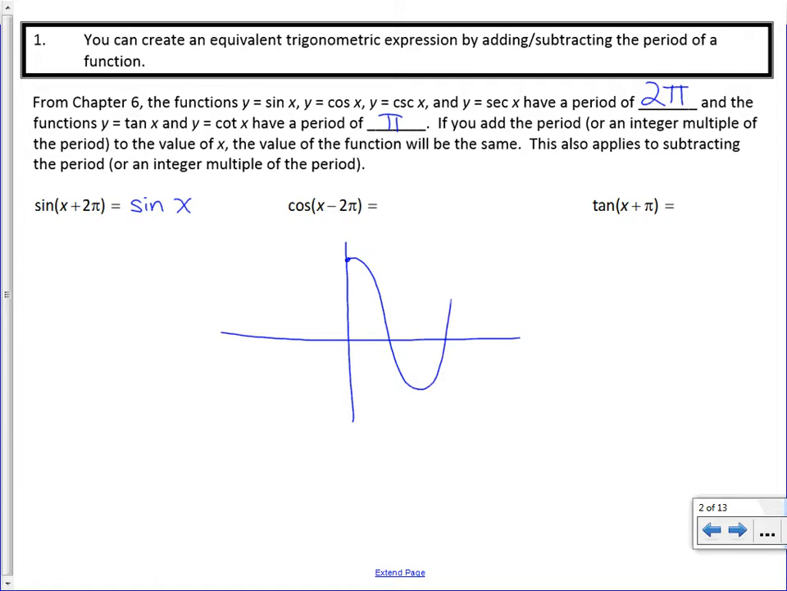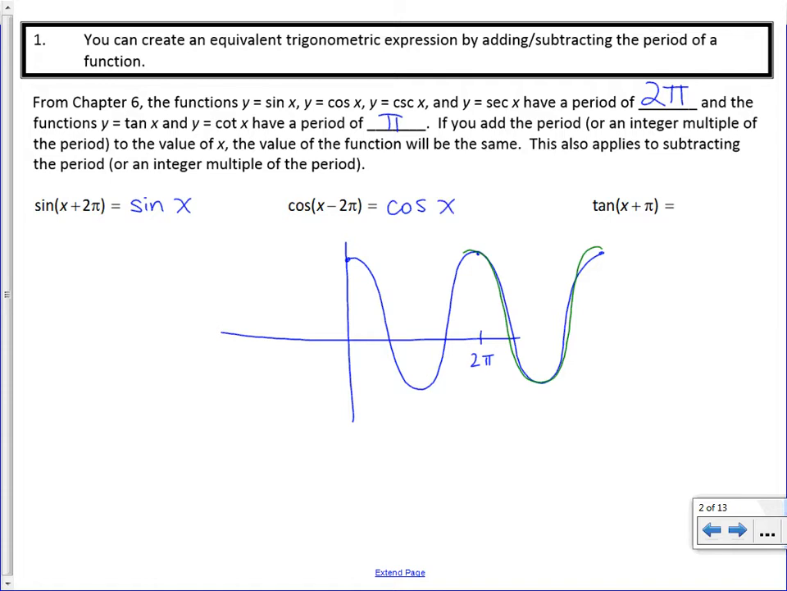If you have a cycle of cosine, and I shift that function 2 pi, so if this is at 2 pi, and I say, hey, I'm going to shift this piece 2 pi to the right, approximately, it goes right on top of itself, and therefore is not really a change. So cos of x minus 2 pi is just cos x.